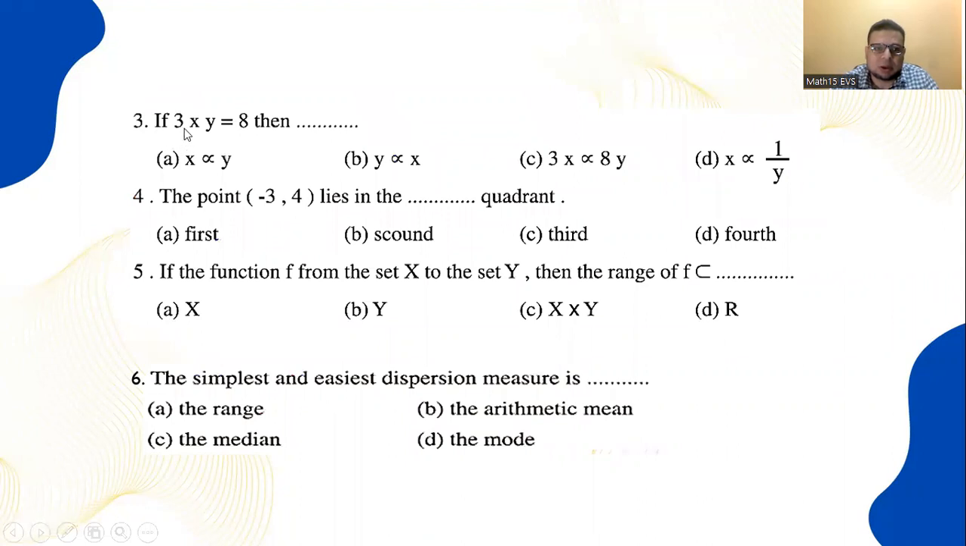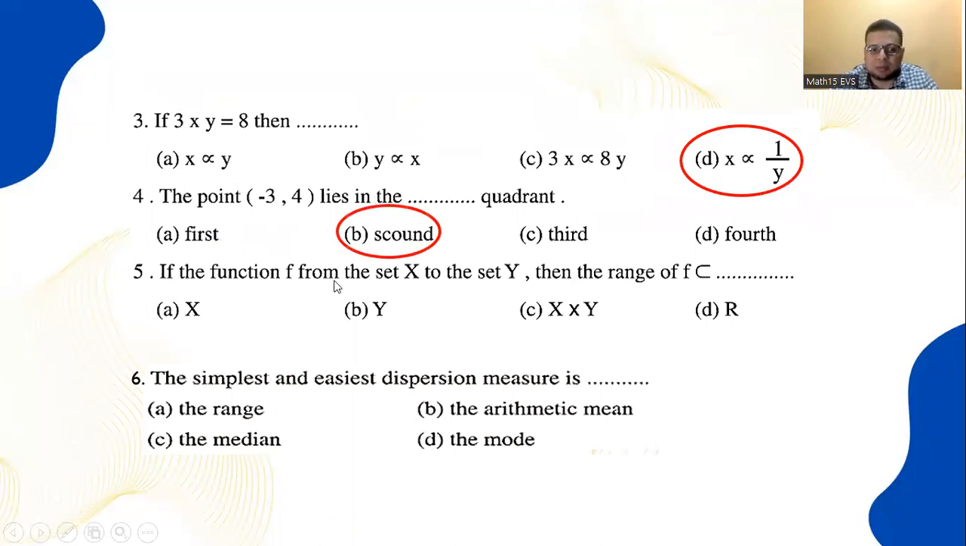Question number 3. 3xy equals 8. Then what about the variation between x and y, direct or inverse? If you have x and y multiplied on one side, that means inversely. If you have x and y on one side divided, that means directly. So remove y and 3, and you will get x equals 8 over 3y. So it's inversely. The point negative 3 and 4 lies in which quadrant? Negative 3 in x is negative, and 4 in y is positive, so it is in the second quadrant.